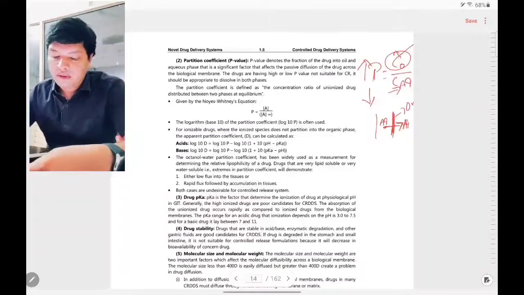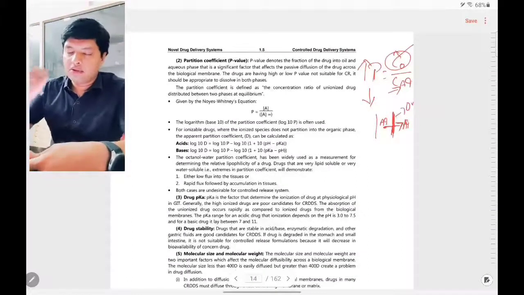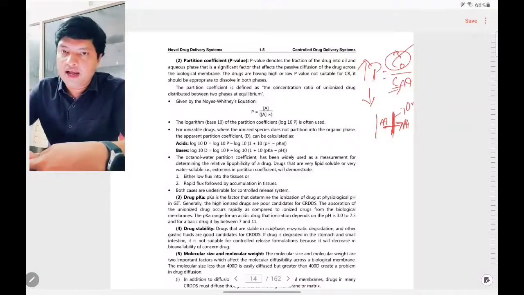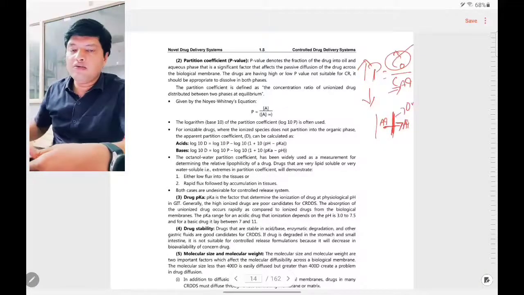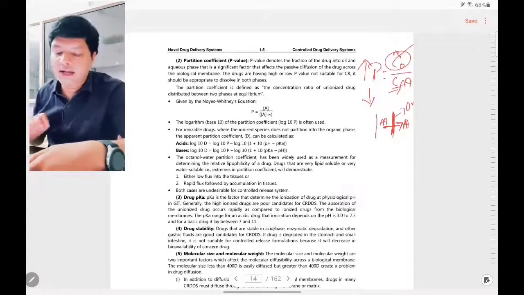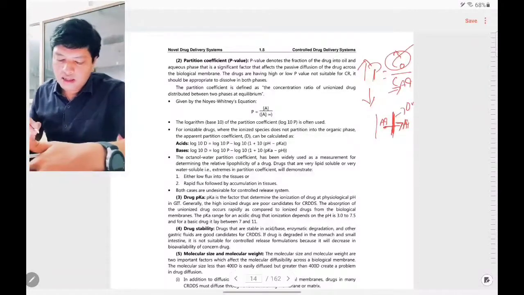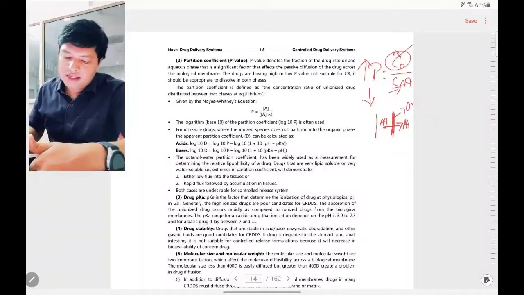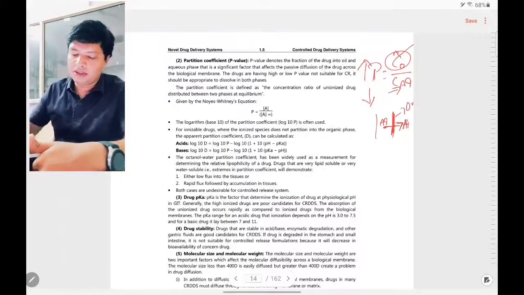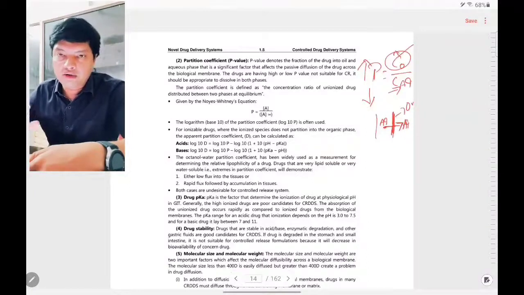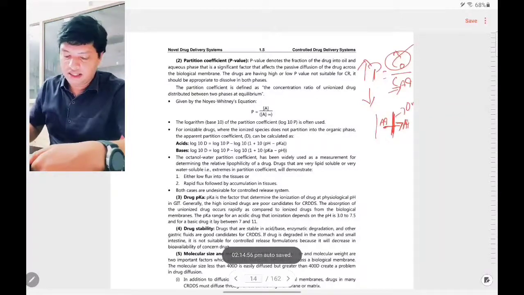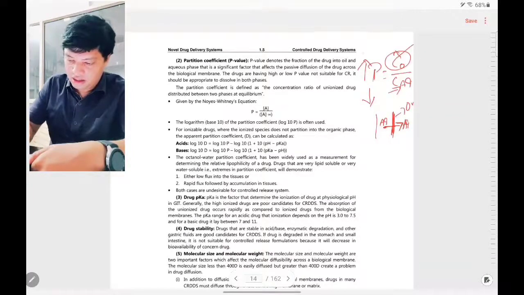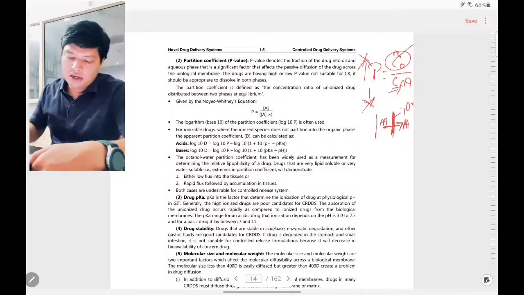So it should have a good partition value, P value. So drugs with a high P value and a low partition value are not good candidates for designing a sustained, or controlled, drug delivery system. It should have good water solubility. It should have a good partition coefficient, neither high nor low. So extremes will not be considered here. Both extremes: a high partition coefficient is not a good candidate, and a low partition coefficient is also not a good candidate for designing controlled drug delivery.